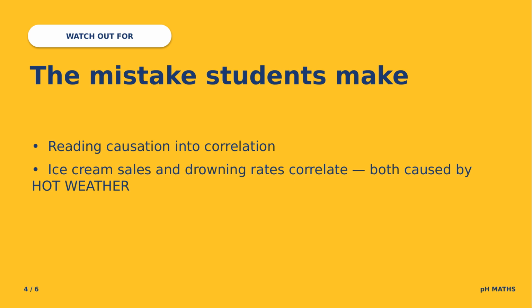Critical warning, correlation is not causation. Ice cream sales and drowning rates may correlate, they go up together. But ice cream does not cause drowning, and drowning doesn't cause ice cream. Both are caused by hot weather. Always check for a hidden common cause before claiming one variable drives the other.